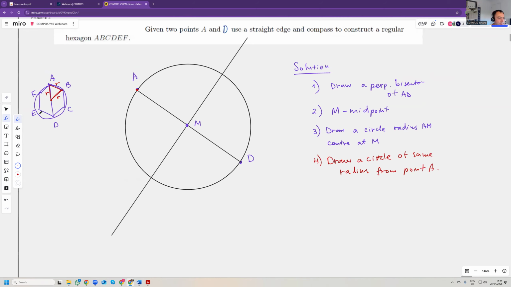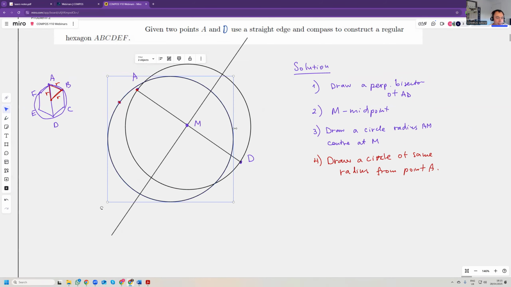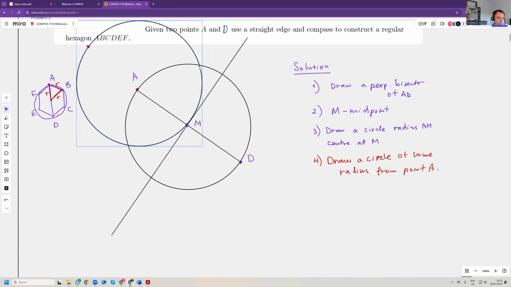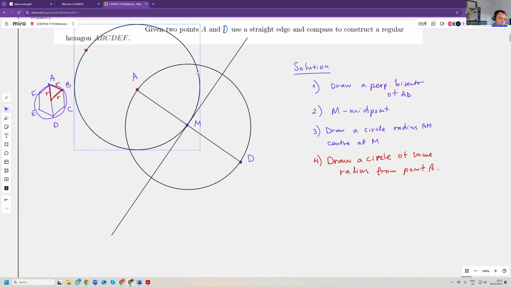So we take this circle and we copy it. Like this. Where the two circles meet, that's point B and point F. B and F are the intersections of the two circles.